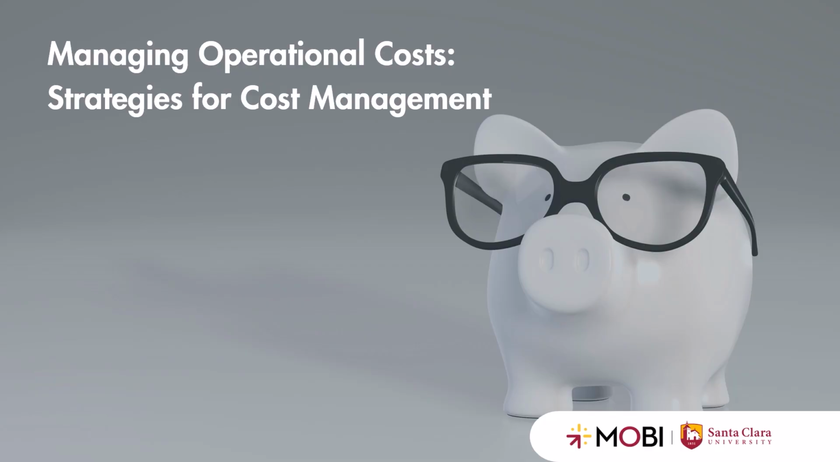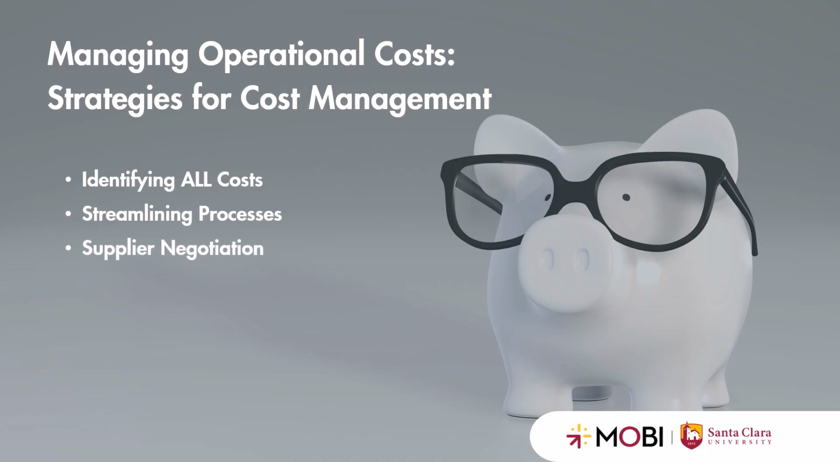Strategies for cost management include identifying all costs. Understand your full product or service development process and make a list of all costs, even things that are hard to quantify like your time, utilities, and overhead. Streamlining processes: identify inefficiencies and optimize workflows to reduce waste and improve productivity. Supplier negotiation: negotiate favorable terms with suppliers, including bulk discounts, early payment discounts, and favorable payment terms. Technology investment: leverage technology to automate tasks, enhance efficiency, and reduce manual labor costs.